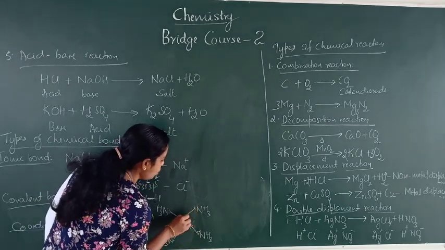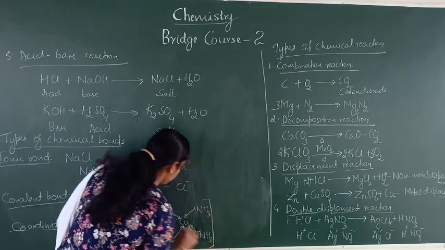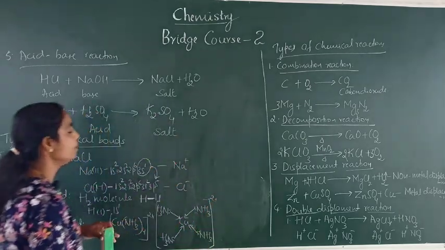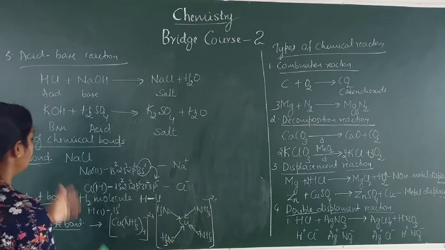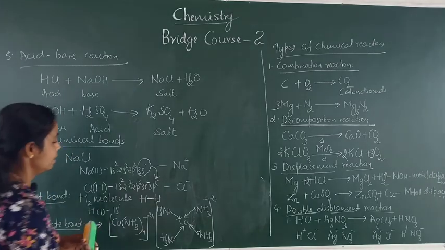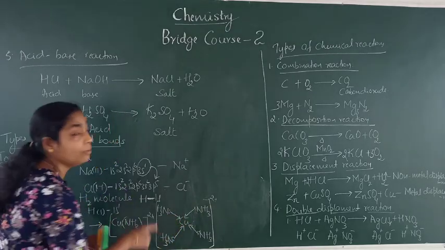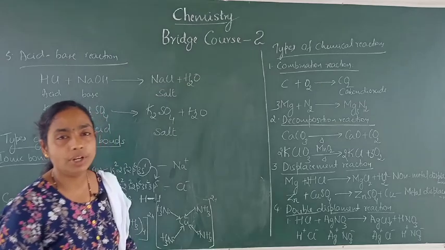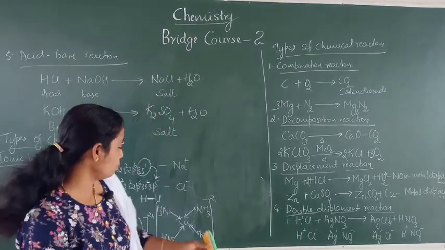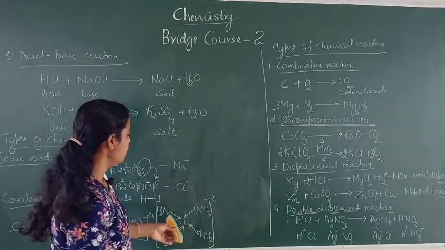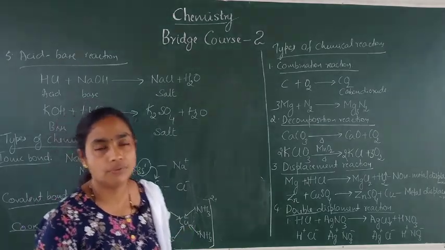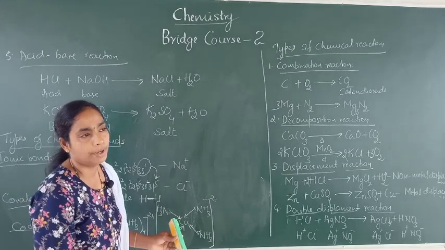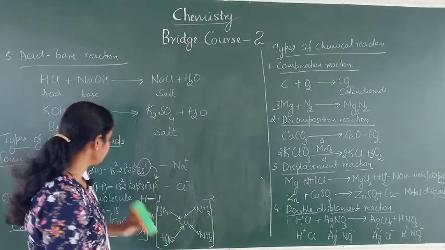Say there are 4 coordinate bonds present in one molecule of cupramonium ion. See, 4 ammonia molecules are there. Nitrogen atoms present in the ammonia molecules donate a pair of electrons to copper 2 plus ion, and 4 coordinate bonds are formed in between ammonia molecules and copper 2 plus ion.